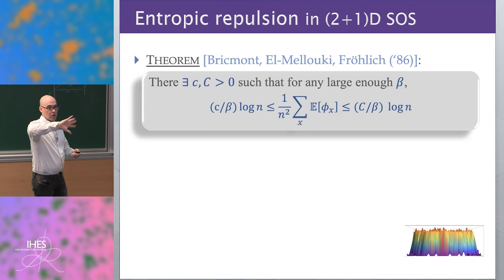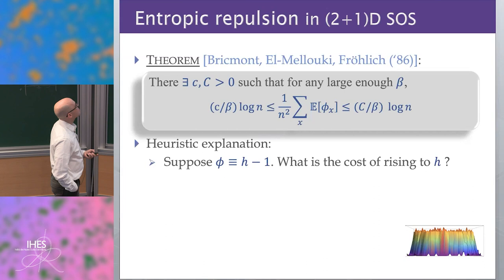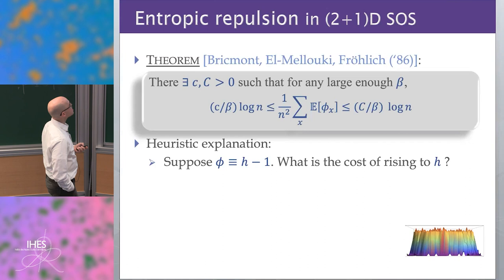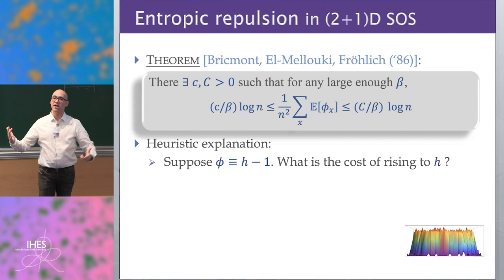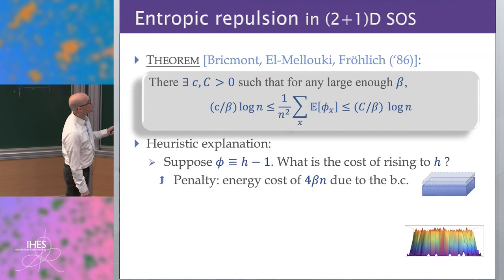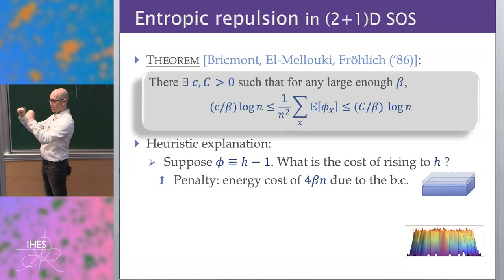So now it turns out that the model under this conditioning gets propelled to an average height that is about, between two constants, over beta times log n. And here's the heuristic explanation. Suppose that I want to raise the model by 1. So right now I'm in a situation where everything is roughly at height h minus 1, and I want to understand the cost of just adding 1 to each of the heights. This would correspond to adding this little extra slab. And the extra slab is going to charge me a payment of 1 along the boundary because I have 0 boundary conditions. So now I increased my payment along the 4n points on the perimeter. So this is 4 beta n.